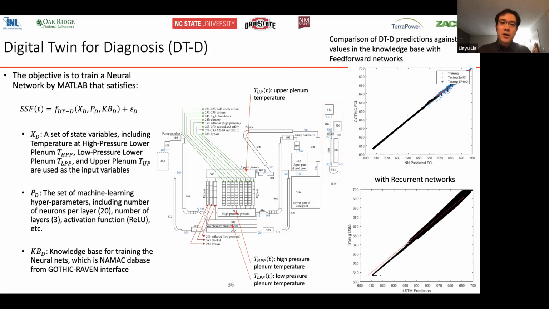So here is how we train the neural networks with MATLAB, and it shows that on the right-hand side you can see that the prediction and the observation, the real value, fall onto a 45-degree line. That means the neural network has a very good prediction capability in predicting the safety significant factor, and the same thing for the recurrent networks.